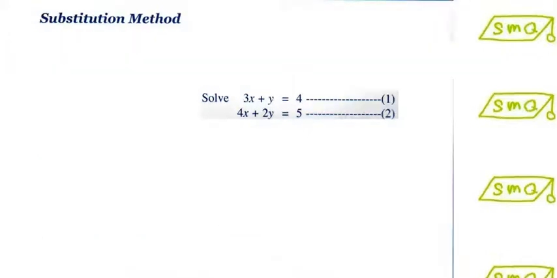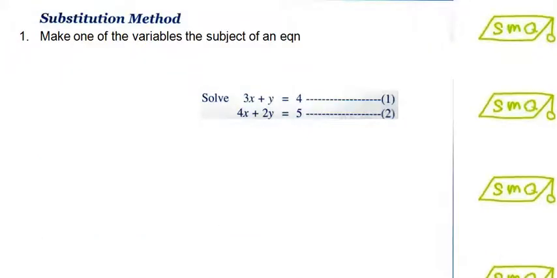The next method is by the substitution method. We firstly make one of the variables the subject of an equation. From equation 1, we make y the subject and it forms a new equation, equation 3.